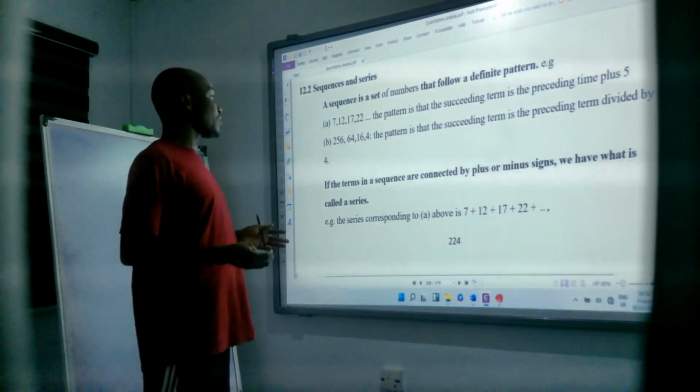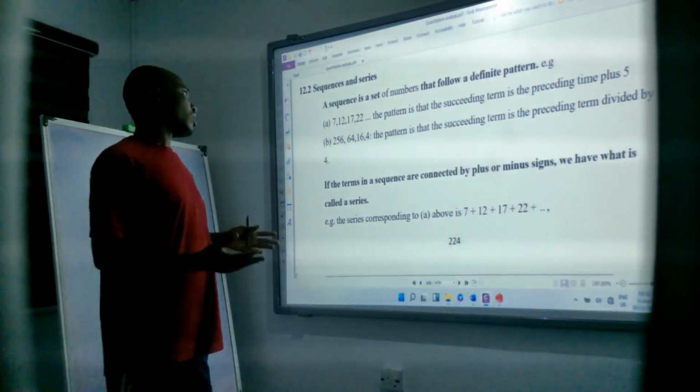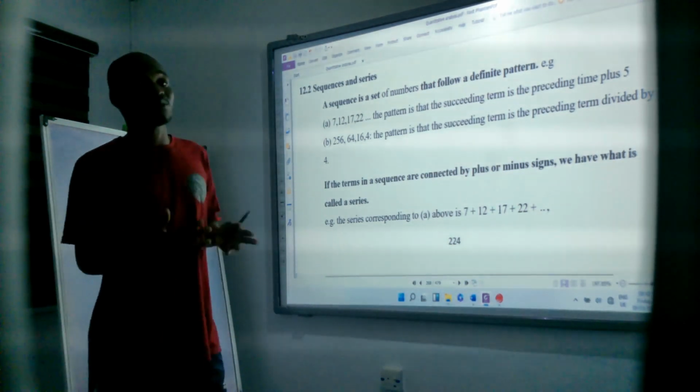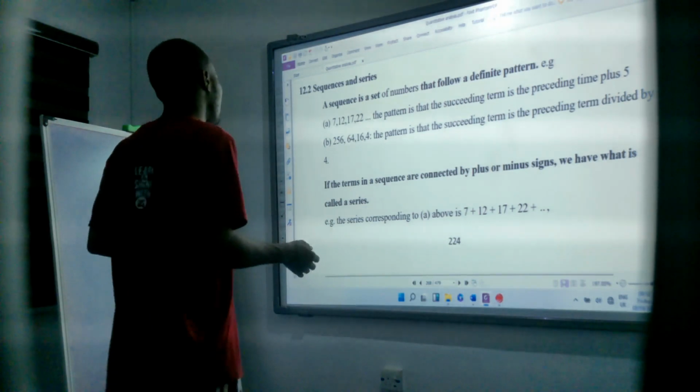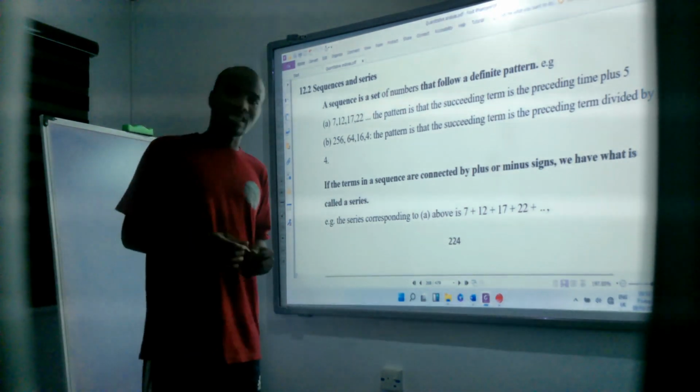We are given 7, 12, 17, 22. What is the common difference there? The common difference there is 5. We are adding 5. The first term is 7, A is 7, and we add 5 to the first term to get 12, and it continues that way.